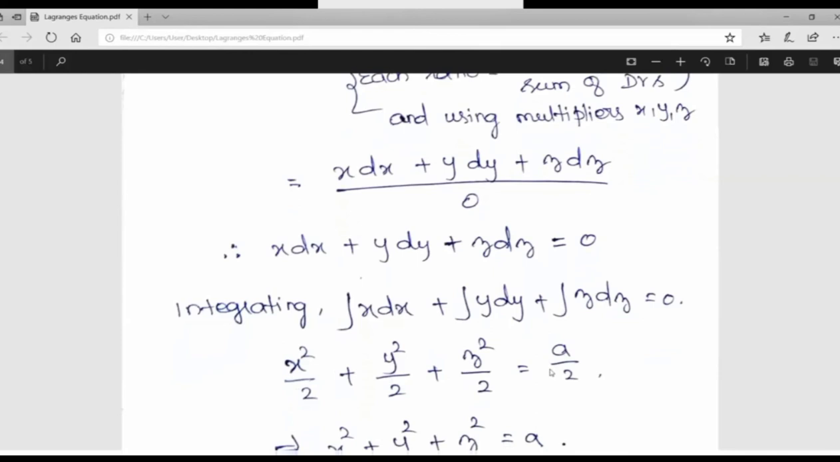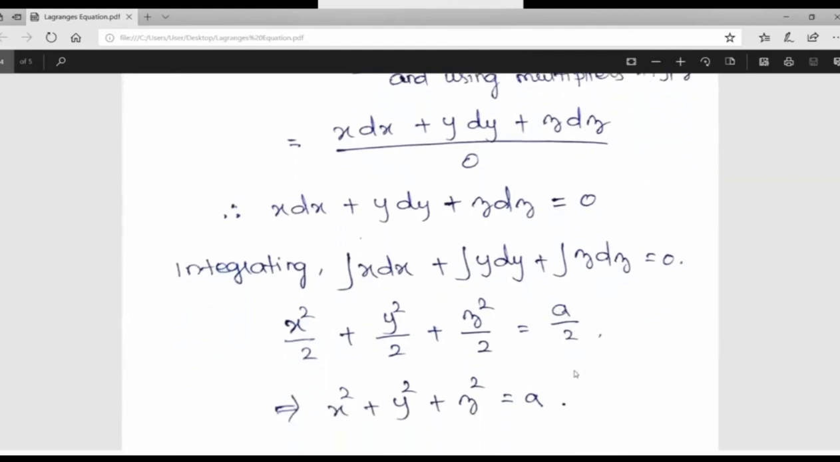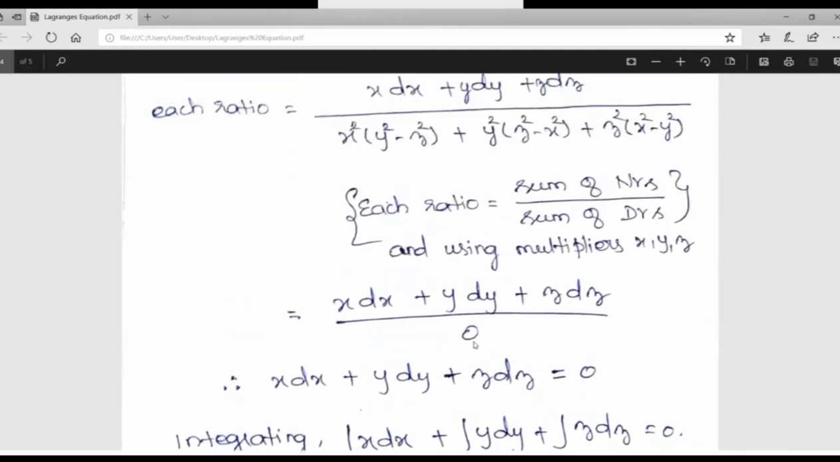That is 0, so we can take it as either C1, C2, A, B, anything we can take. Since we are having all these denominators as 2, we can take this one also as A by 2 or else A. Anything is okay. And commonly if you are cancelling 2 on both the sides, you will be getting x square plus y square equal to A. So this is one solution. One solution you are getting by taking the multiplier as x, y, z.